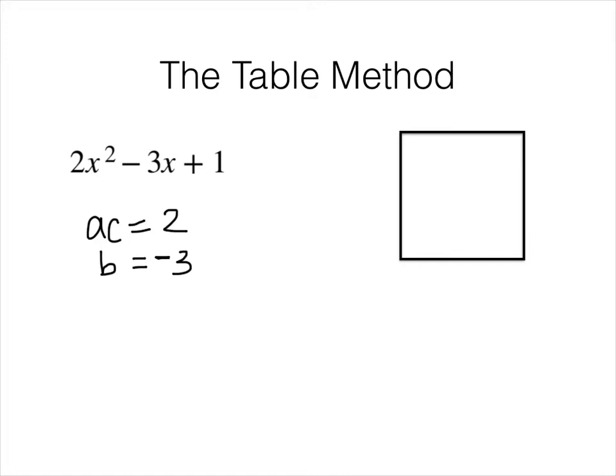So what are the 2 numbers? Negative 2 and negative 1. Because they multiply to give me a positive 2 and they add to give me a negative 3.